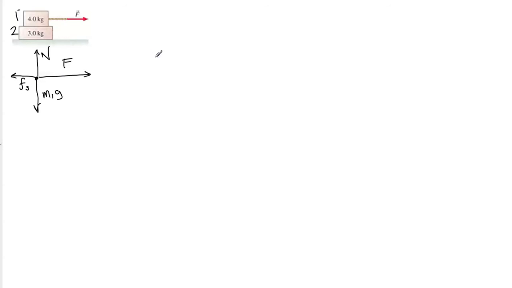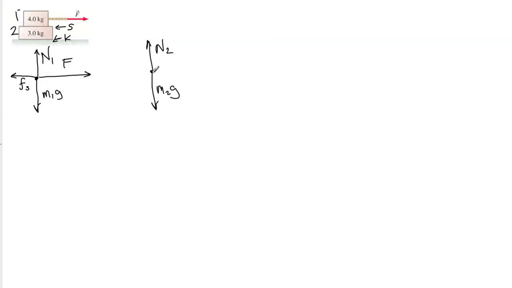Now, for the bottom box, we have m sub 2g going down. We have a normal force, and now I realize I need to label these normal forces separately. This will be normal force number 1, and this is normal force number 2. Okay, so this one has friction on both surfaces. It has kinetic friction on the bottom surface and static friction on the top surface. So the static friction is what's pushing the bottom box forward.